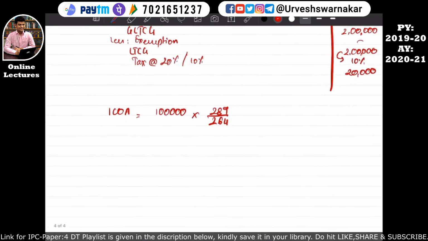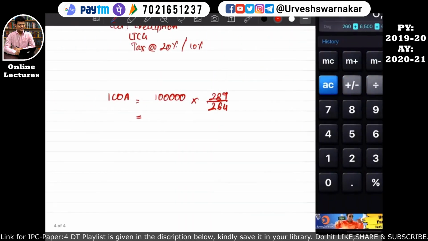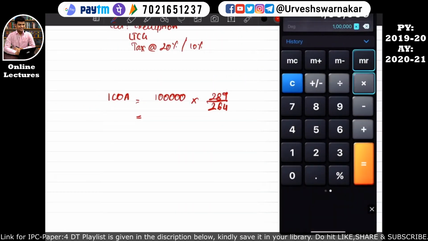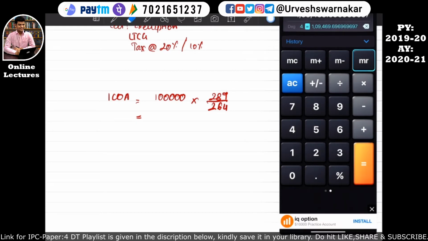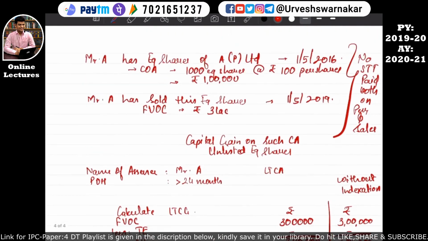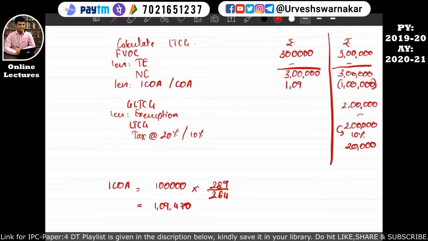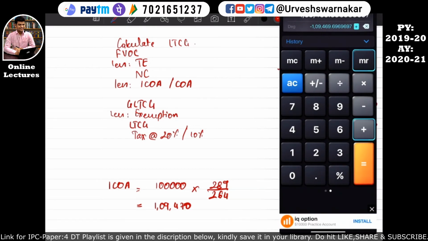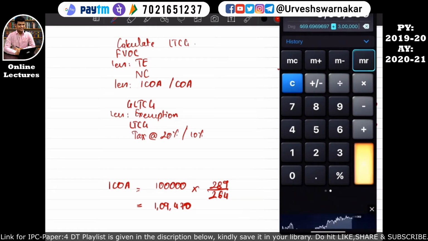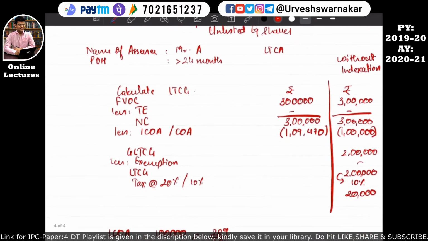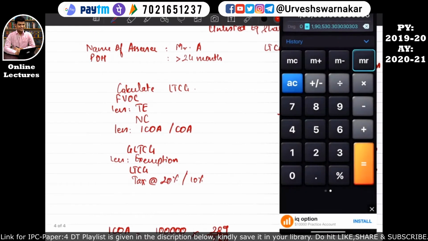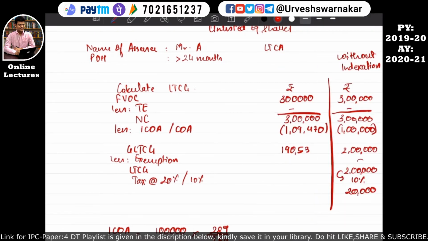So let's find out the index cost of acquisition. The index cost of acquisition is equal to 1 lakh into 289 divided by 264, which is equal to 1,09,470. I hope this is quite clear to you all. So we will take this index cost of acquisition over here, 1,09,470. Finally our gross long term capital gain will be equal to minus plus 3 lakhs, which is equal to 1,90,530. There are no exemption details given. So this is the amount of long-term capital gain, that is 1,90,530.